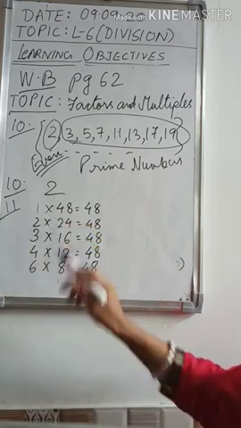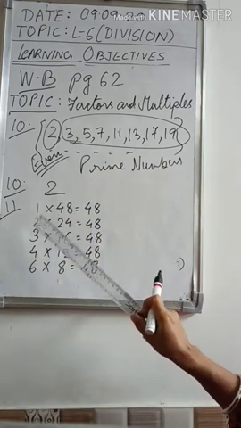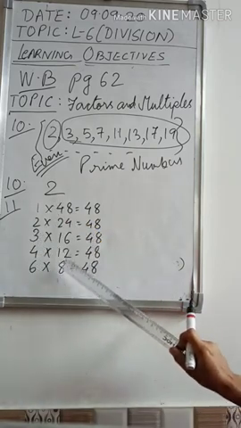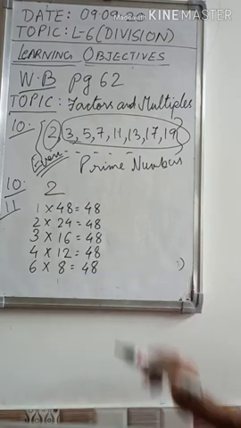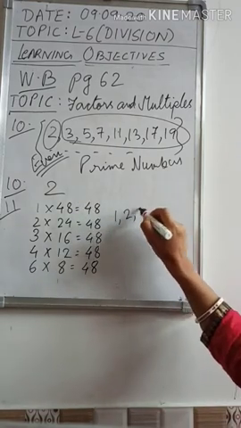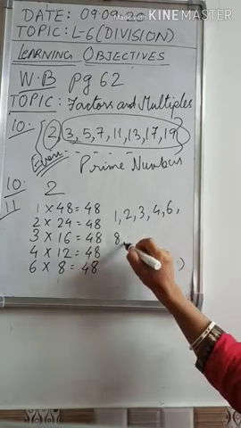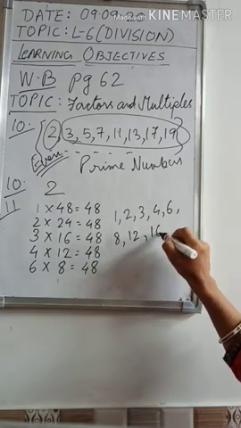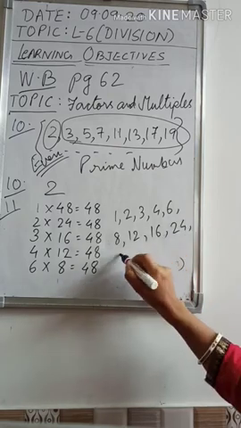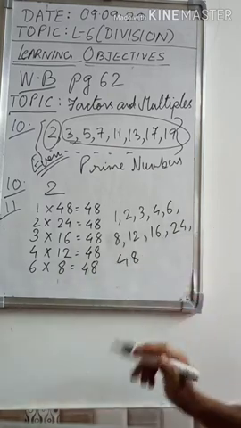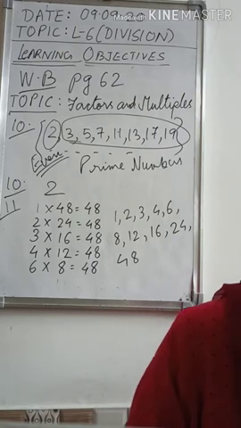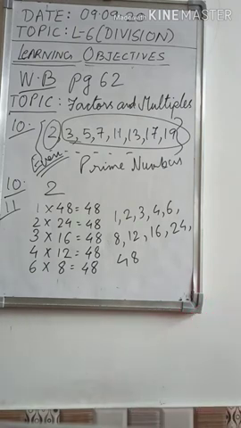So what are the factors? 1, 2, 3, 4, 6, 8, 12, 16, 24, 48. So you can write 1, 2, 3, 4, 6, 8, 12, 16, 24, 48. So these are the factors of 48. So please note down the answers. I hope you all have noted it.